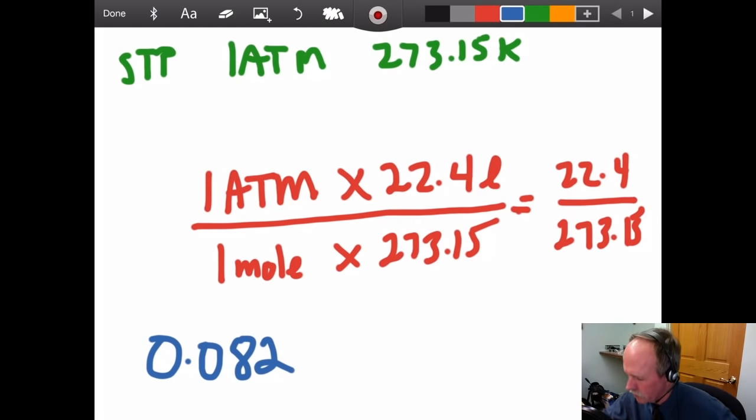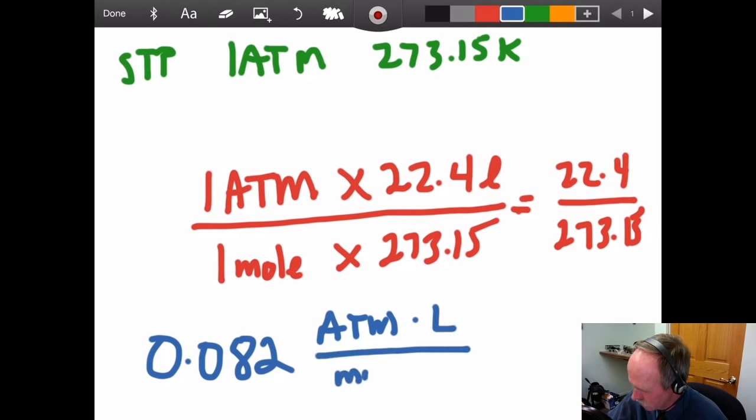Now, what are our units for this? Okay, we're going to have atmospheres times liters over moles times degrees Kelvin.